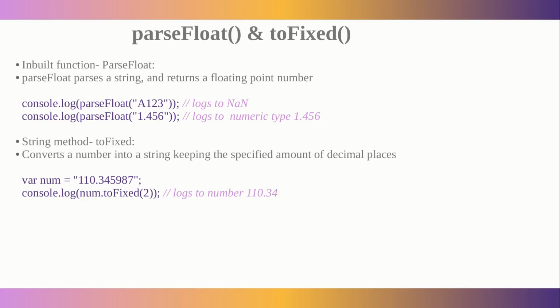Parse float is an inbuilt JavaScript function that takes a string as an argument. It will parse a string and return it as a floating point number.